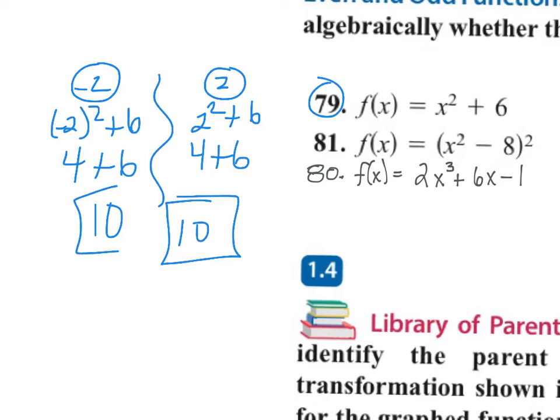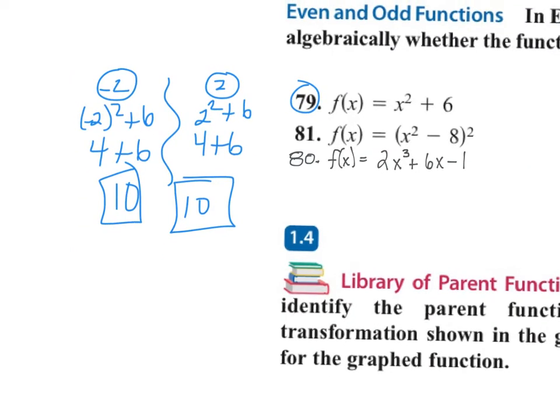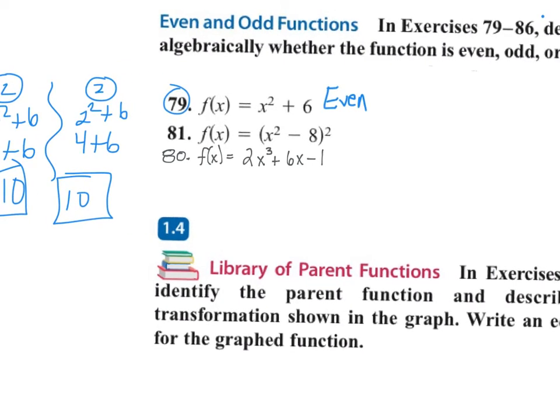The actual answer value doesn't matter. The relationship between the two of them does, though. Those are the same numbers, so you just proved to me that 79 is what kind of a function? Even. Good. But I got to see your work. 81, what do you think it could be? Okay, you think it could be even because, again, it's squared.